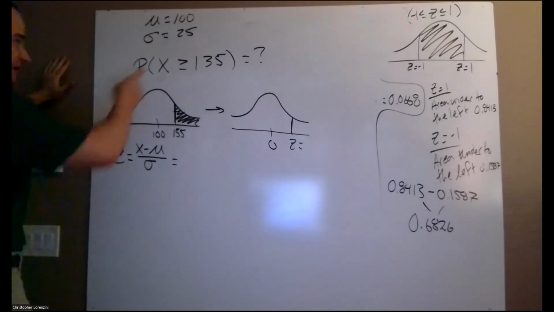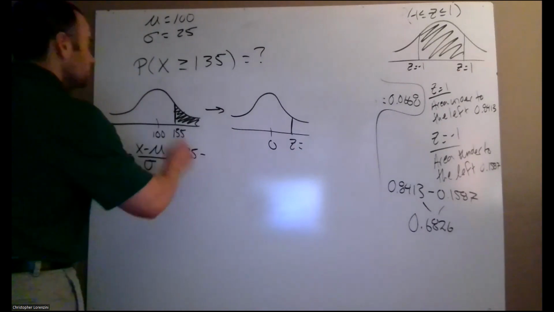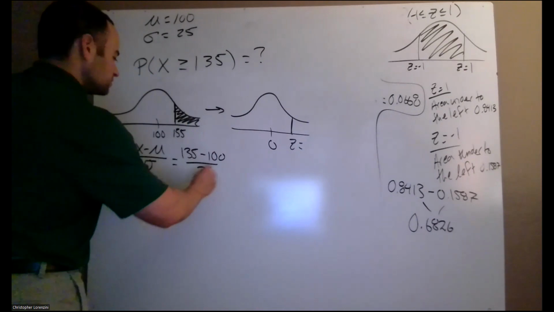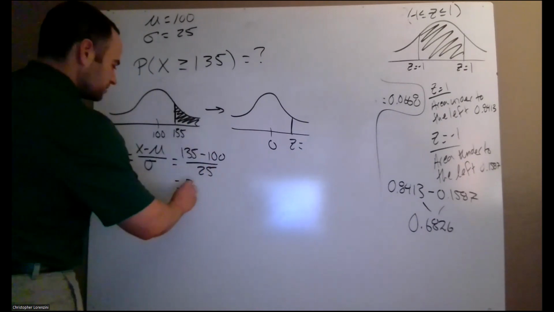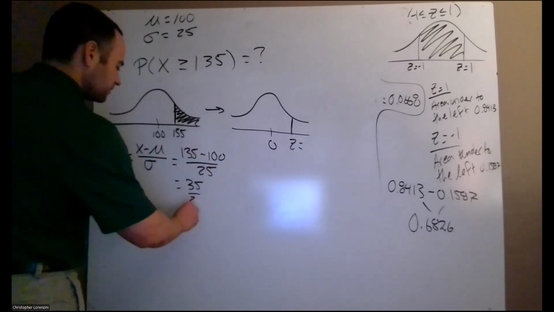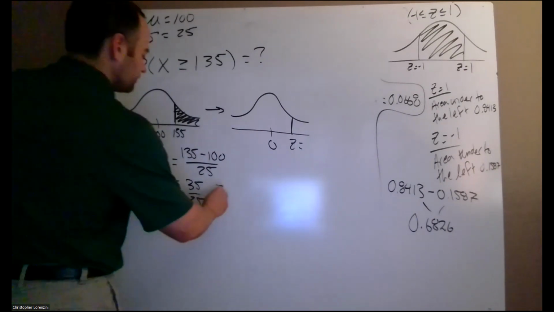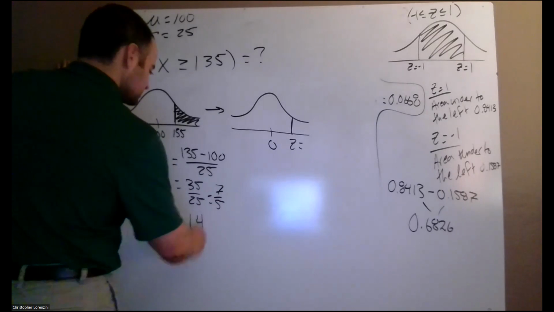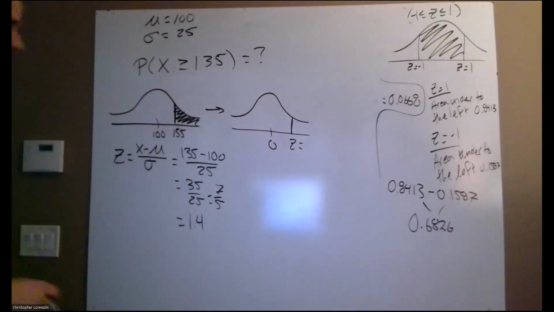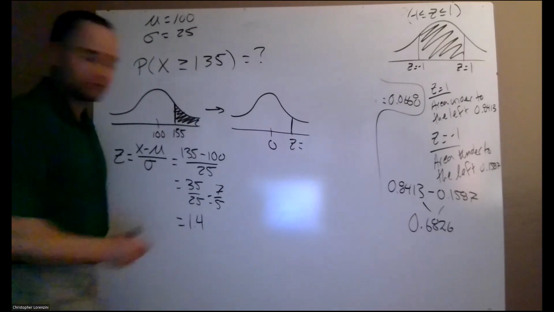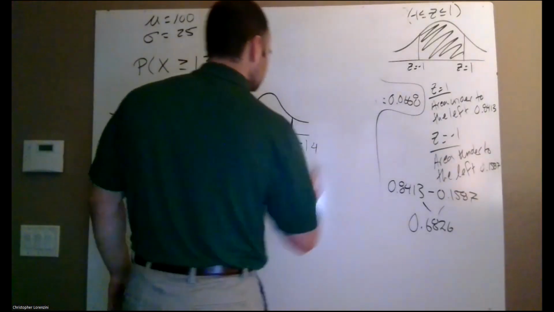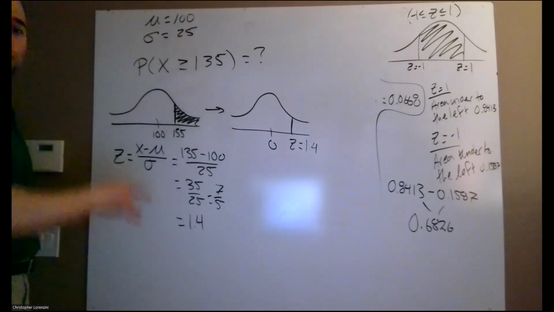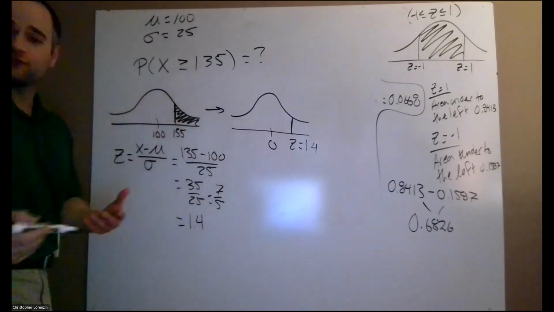So in this case right here, x is 135, mu is 100, sigma is 25. So when I do that math, I get 35 over 25, which gives me 7/5, which reduces down into 1.4. So a measurement score of 135 in this distribution corresponds to a z-score of 1.4.